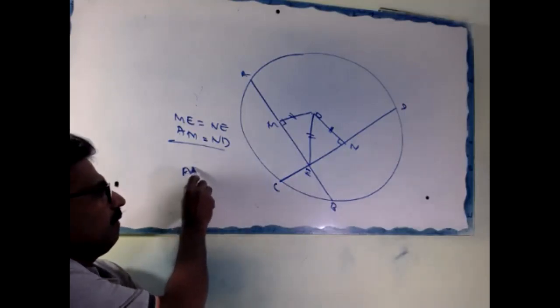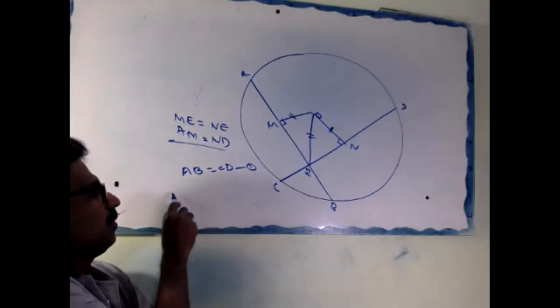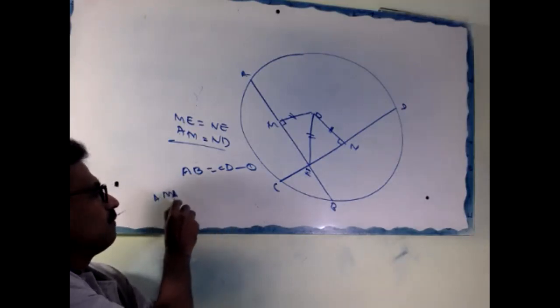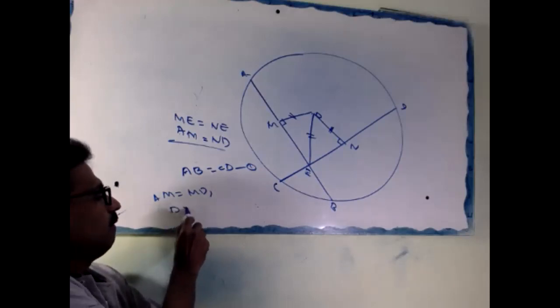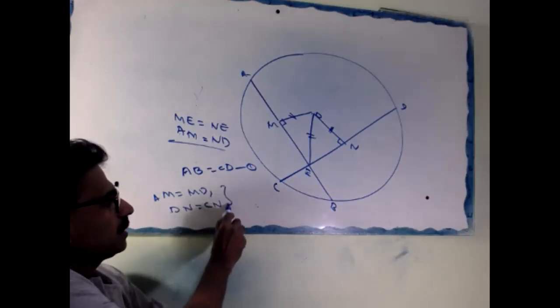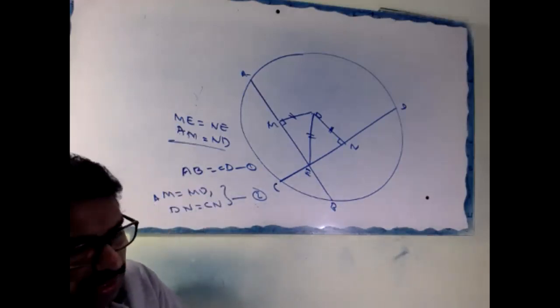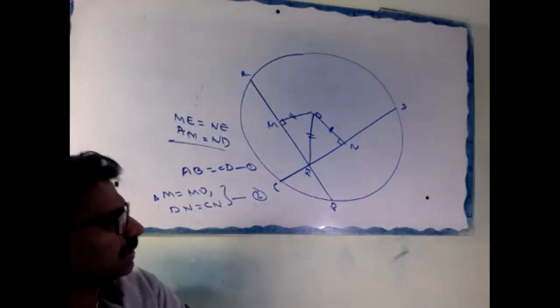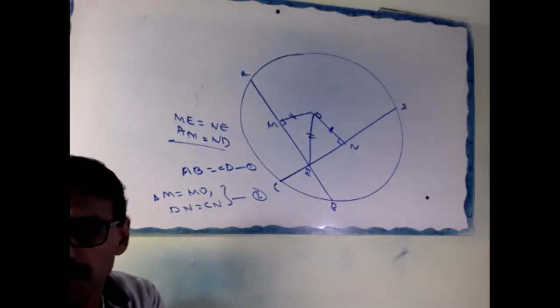Here AB equal to CD, call it number 1. Then AM equal to MB and DN equal to CN, call it number 2. Reason? Perpendicular from the center bisects the chord. Okay, is this clear or not?